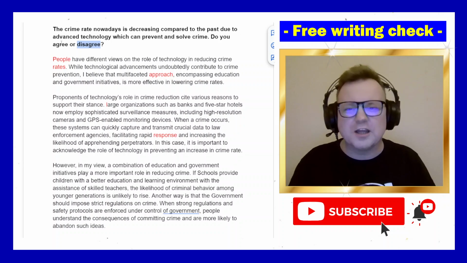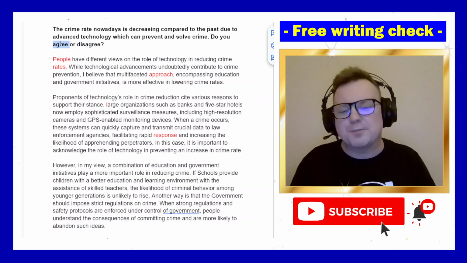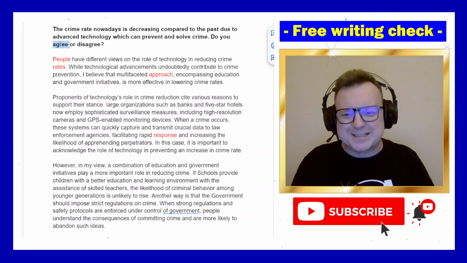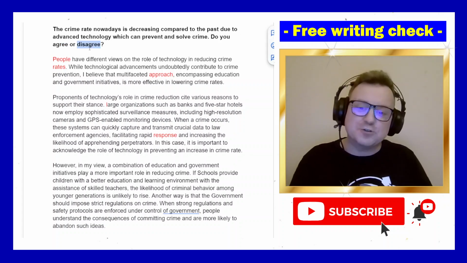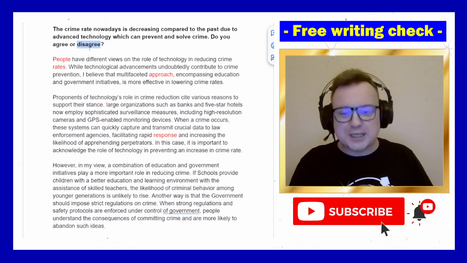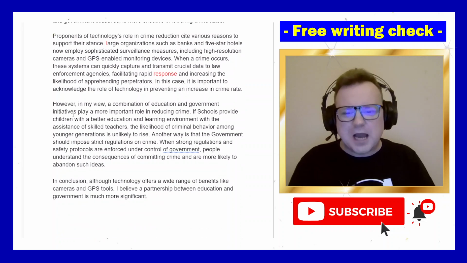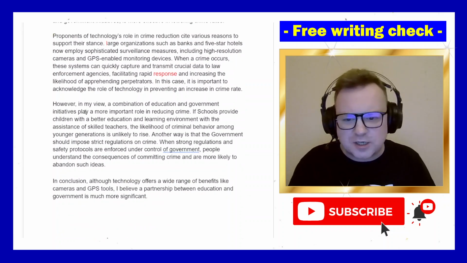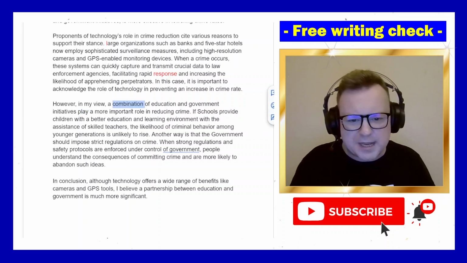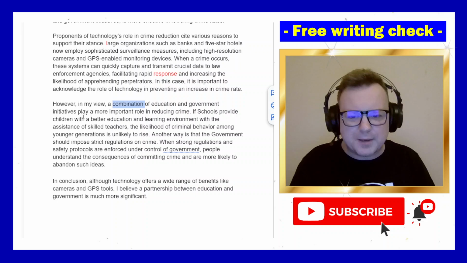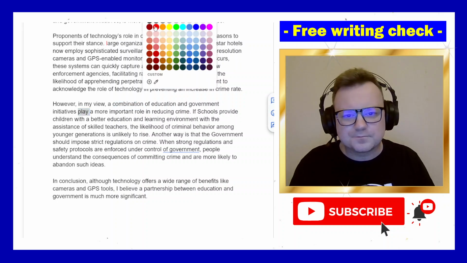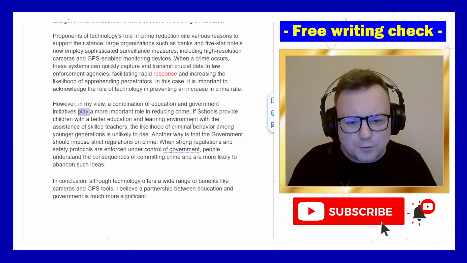Agree or disagree. If you agree, write two body paragraphs explaining why you agree. If you disagree, write two body paragraphs explaining why you disagree. That easy. We don't need to mix it up. Okay. However, in my view, a combination of education and government initiatives play. So we should have plays because the head noun is combination. A combination plays a more important role in reducing crime.